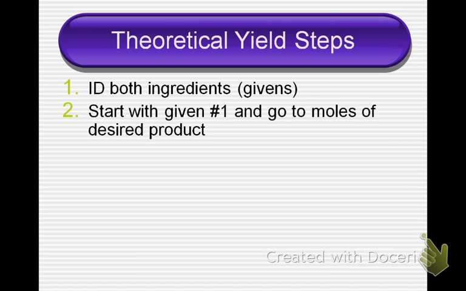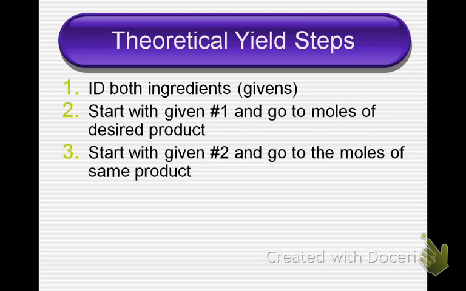Next, start with the given number and go to moles of desired product. So given number 1, we've got those 2 givens. Start with the first given, do stoichiometry, and calculate the moles. Make note when we do this, we're just going to moles. So given number 1 is probably going to be in grams. So you would go from grams to moles, just to moles. So you're not going to go all the way to grams yet. Next, you're going to do the exact same thing with given number 2. So given number 2, do the stoichiometry, grams to moles, and you're going to stop at moles.